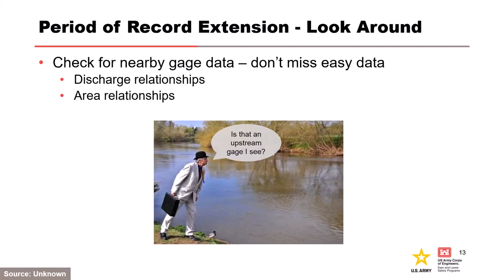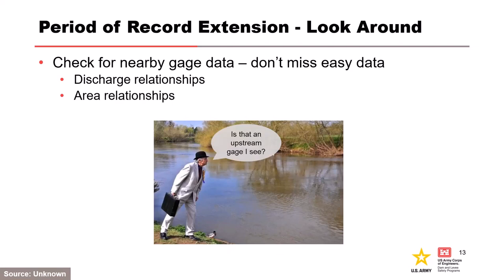Next, we're going to talk about period of record extension. Generally, for most of our sites, if we're lucky, we have some kind of a gauge. A lot of USACE projects and USGS sites will include flow and stage data for reservoirs, or if it's a levee, there's usually a gauge near the levee. But sometimes we don't have that.